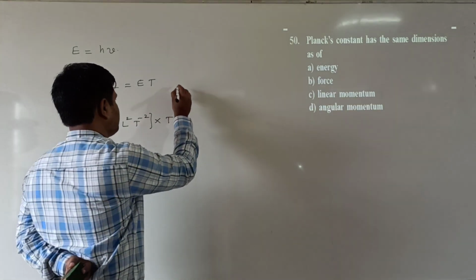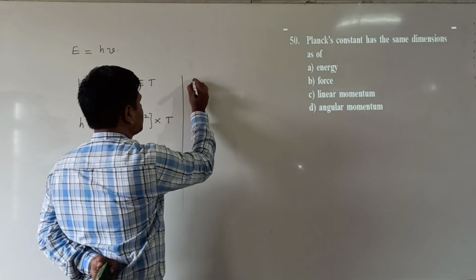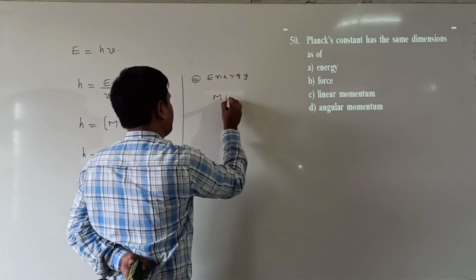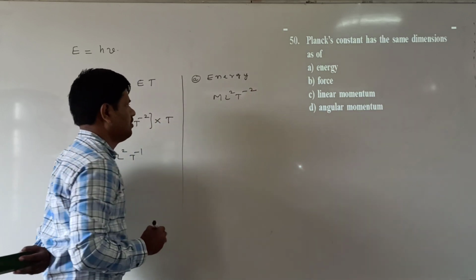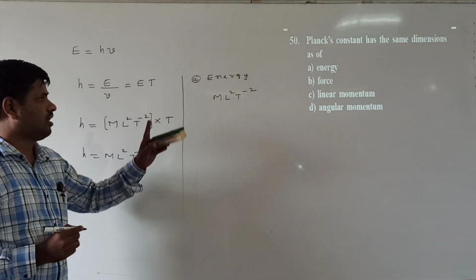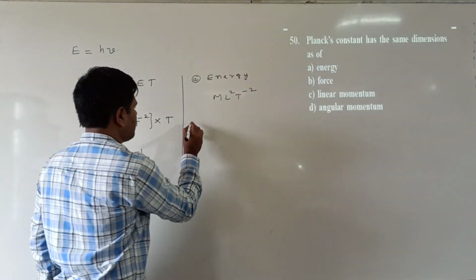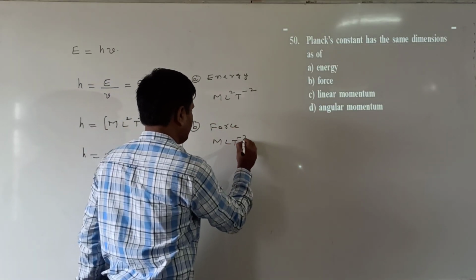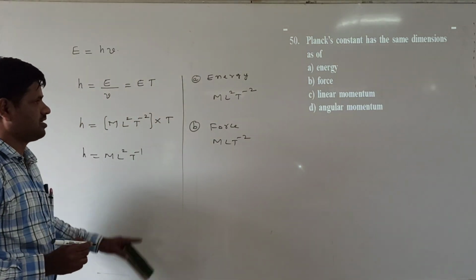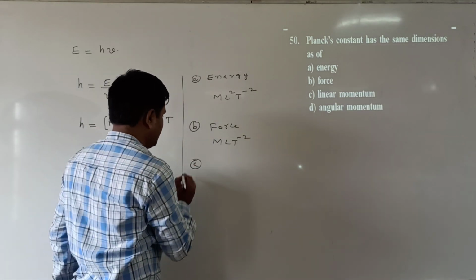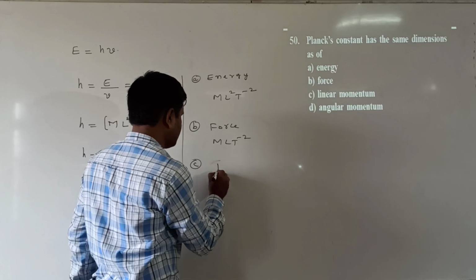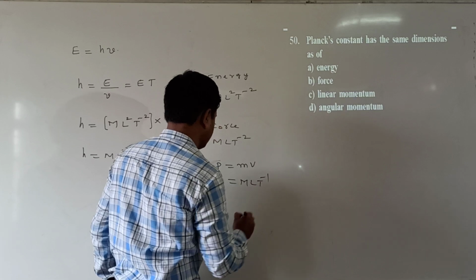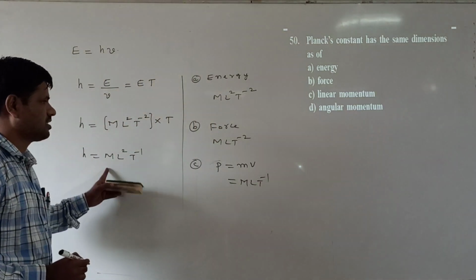Observe here, the first one is energy. In the A option, the energy dimensional formula is ML square T power of minus 2. Planck constant and energy do not have the same dimensions. Next, B option, force: MLT power of minus 2. This option is not the same. Third option, linear momentum P is equal to m into v, which means MLT power of minus 1. This option is also not the same.